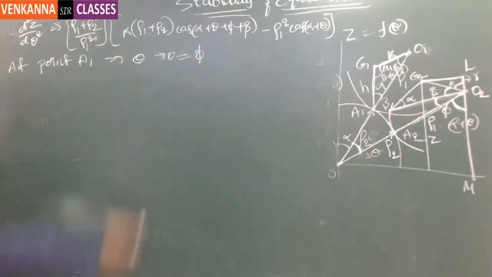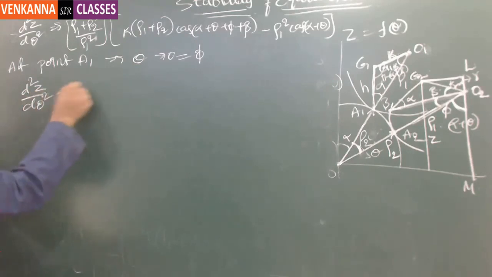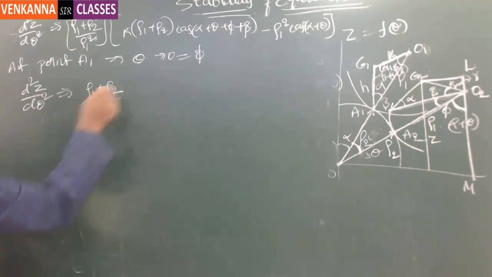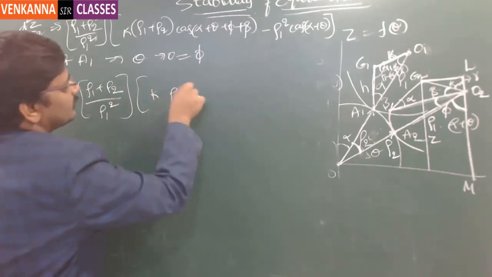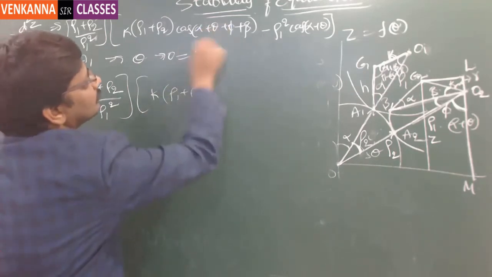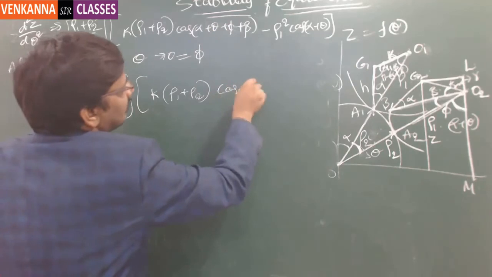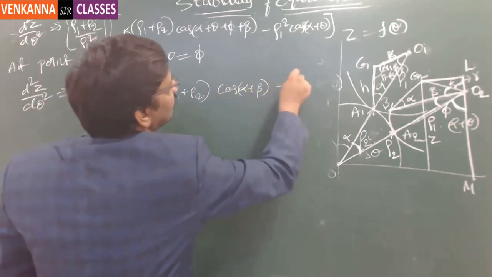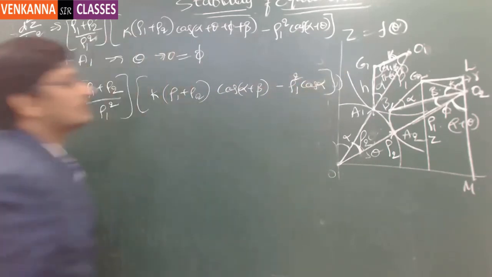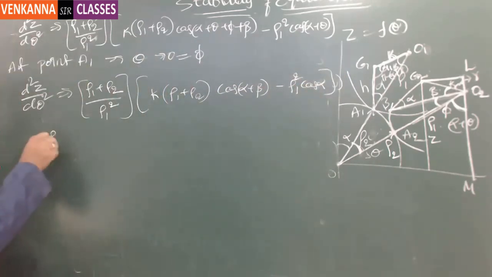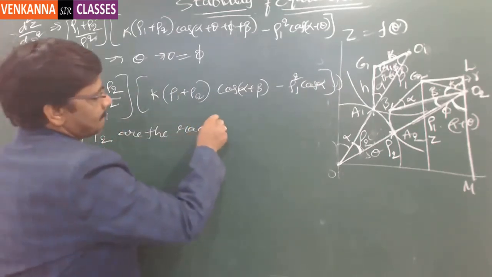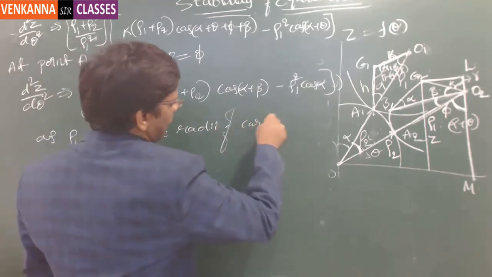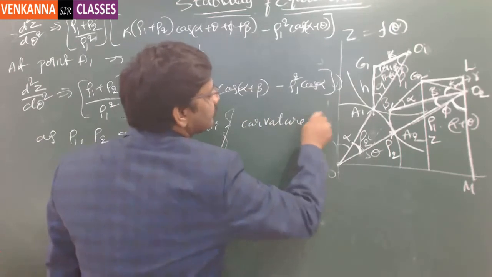Now if you substitute the values of phi and theta at this location, d square z by d theta square is equal to rho 1 plus rho 2 by rho 1 square and k times of rho 1 plus rho 2 into, so theta and phi you can make it 0, cos alpha plus beta minus rho 1 square cos alpha. So this is anyway a positive value, as rho 1, rho 2 are the radii of curvature. So hence always positive.